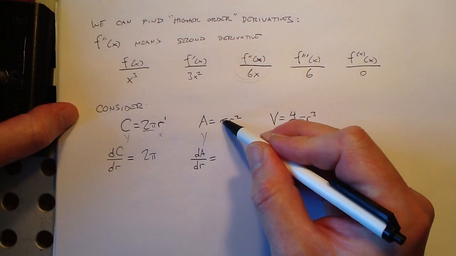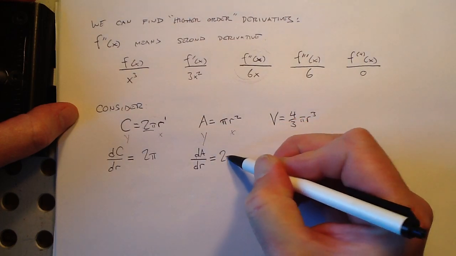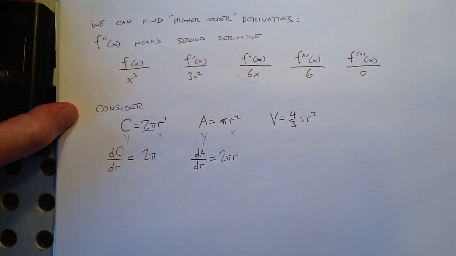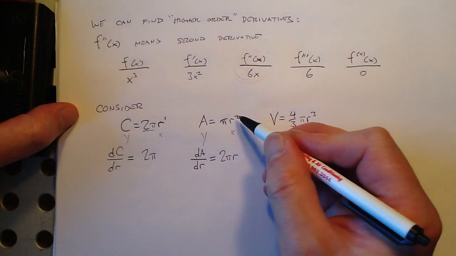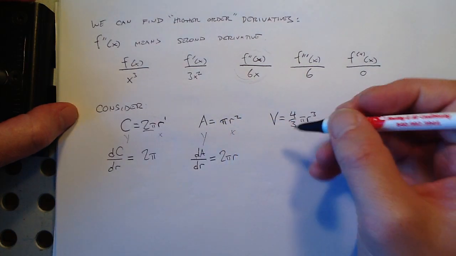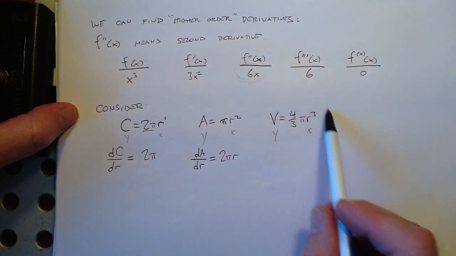And pi is just a number, right? So that would be 2 pi r, by the combination of a couple of the rules that we've done before. And then here again, why don't you pause the video for a second and see if you can do this one.